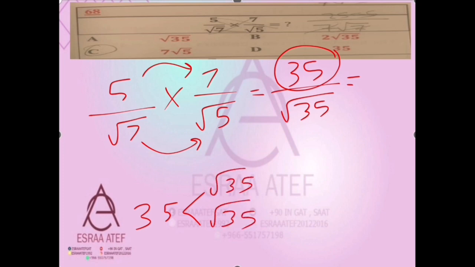For example, here it means square root of 35 times square root of 35. So when I divide a proper number over the radical of it, it will give me the radical of it. So the answer will be radical 35.